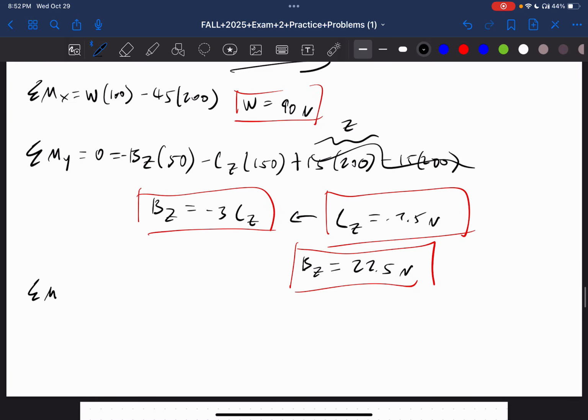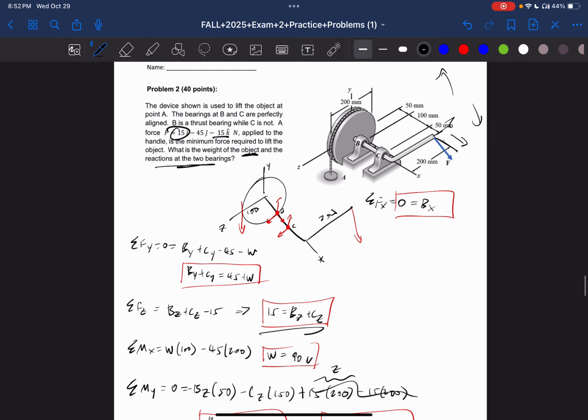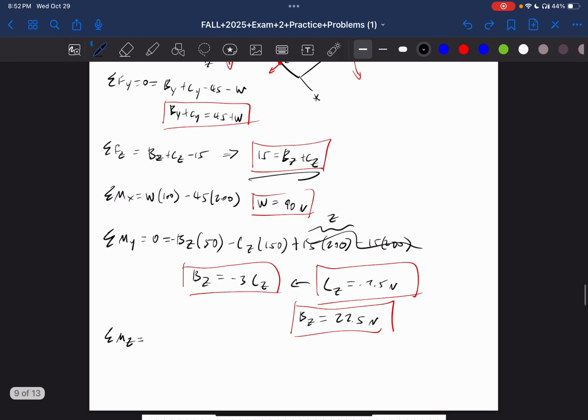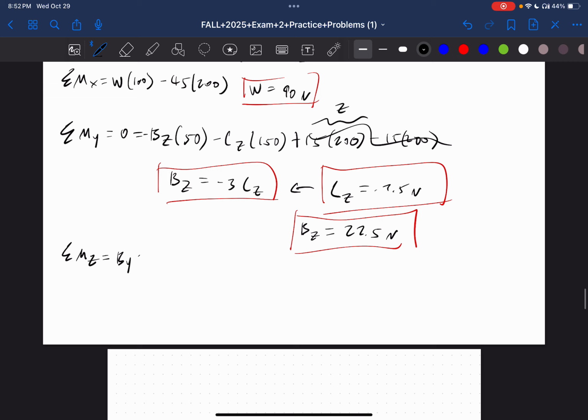So the sum of the moments in the z direction is going to be equal to, so it's going to be this. They're both going in the positive direction, so BY, CY. Okay, so BY is going to be times 50. BY times 50 plus CY times, what was it over here, 150?